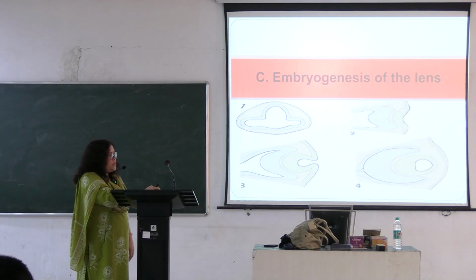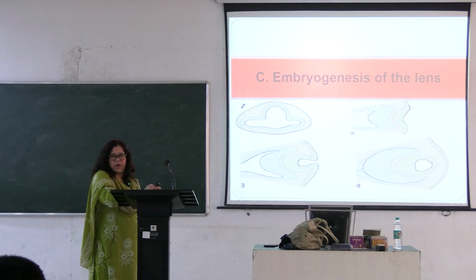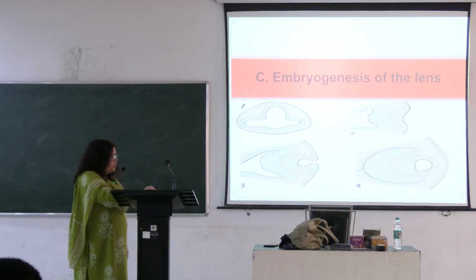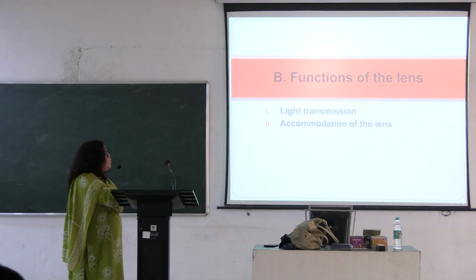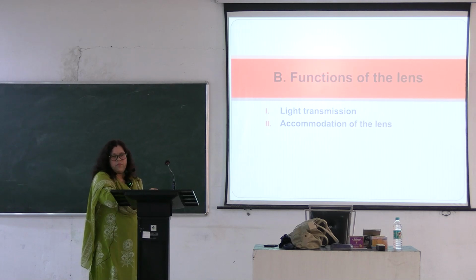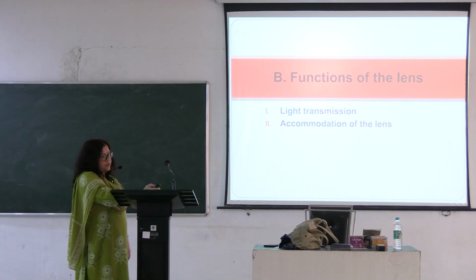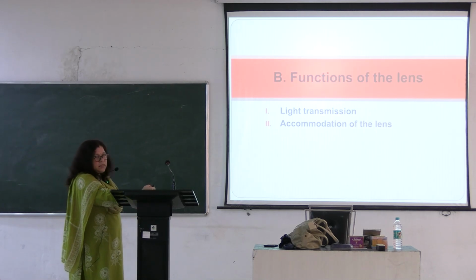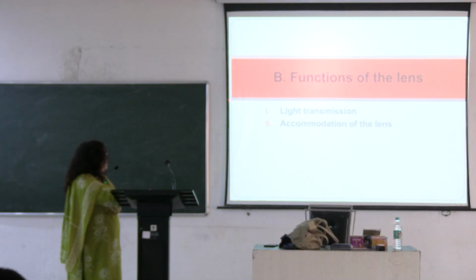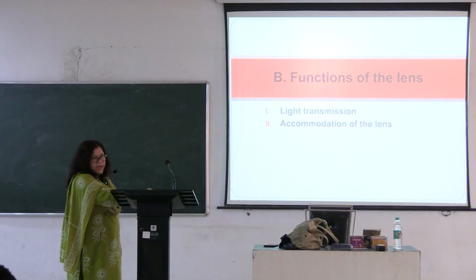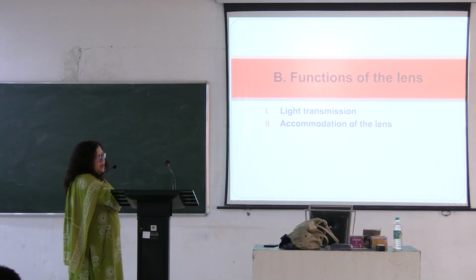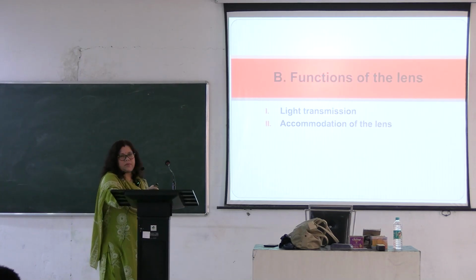Then this is the embryogenesis of the lens, you have already known about this. Then we come to the function of the lens. What is the function of the lens? Its main function is light transmission from object to retina and focusing on the retina, that's why we are able to see the object. And the second one is accommodation of the lens.